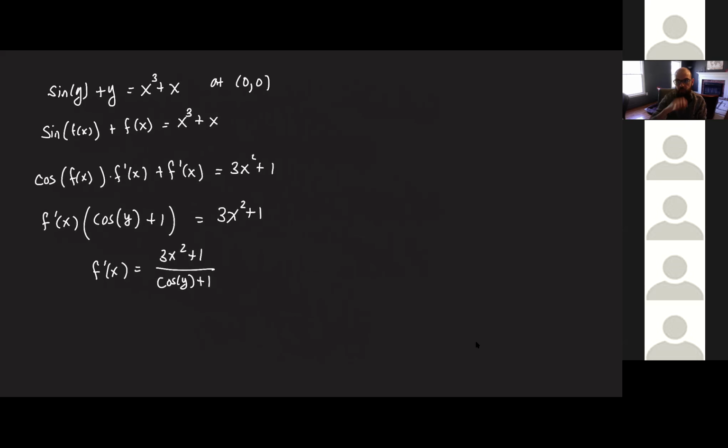But let me jump back over. So our directions were to determine the equation of the tangent line. So my point is 0, 0. I need to go ahead and find my slope. My slope here is going to be, I plug in 0 and 0, I'm plugging in 0 for x and y down here. So I'm going to get 3 times 0 squared plus 1 divided by cosine of 0 plus 1.